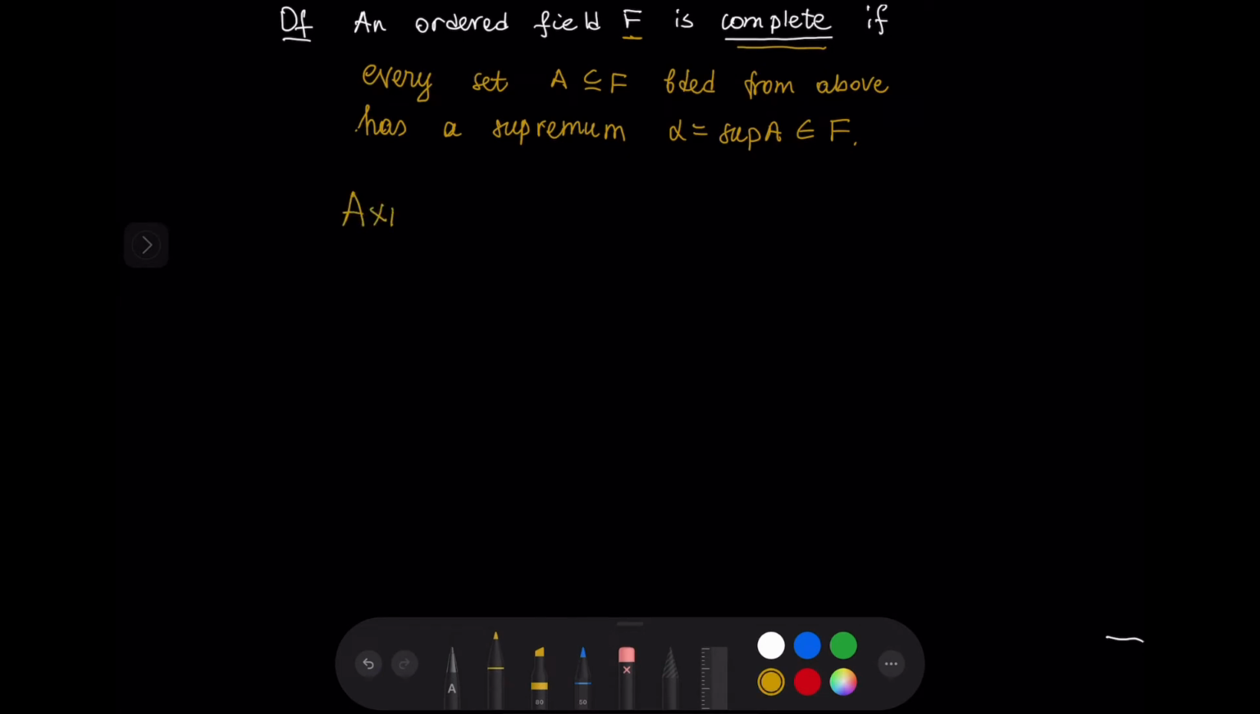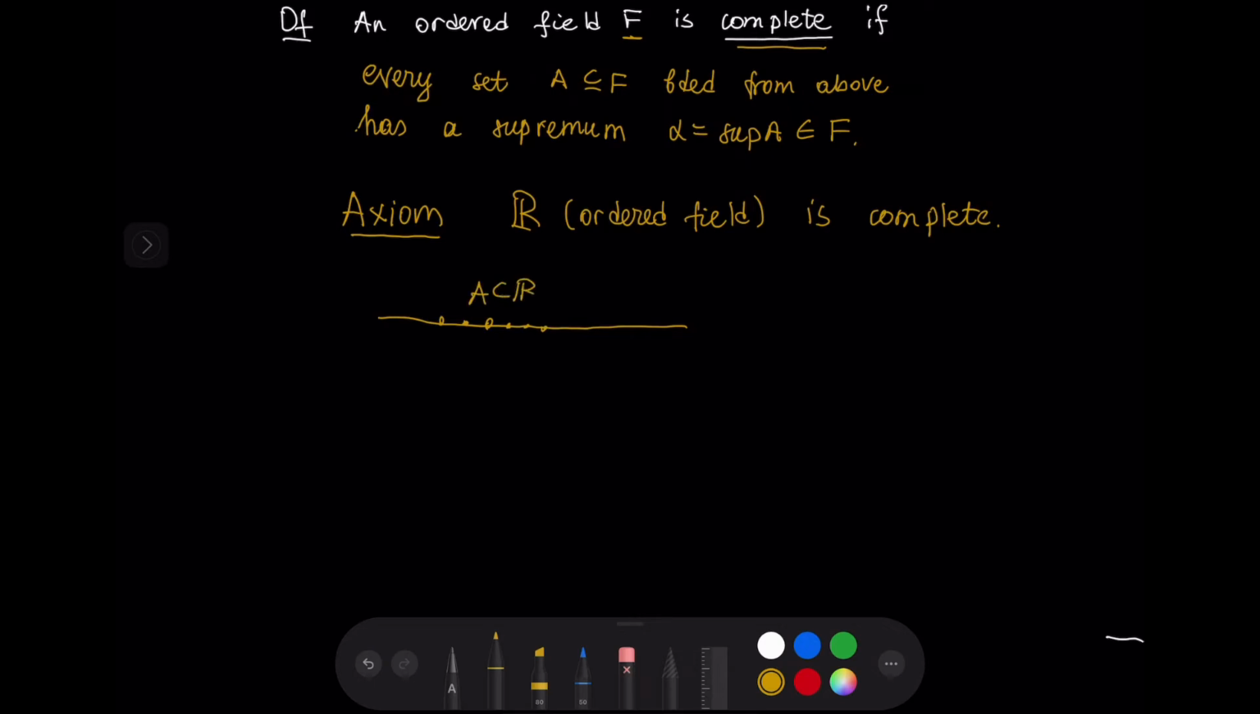As we mentioned before, the set R is complete. So here is an axiom. The set R, which is an ordered field, is complete. So in other words, if I take any set A that is a subset of R, if it is bounded from above by some number B, then there exists alpha equals supremum of A, which is an element of R.